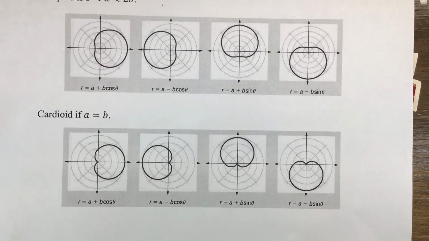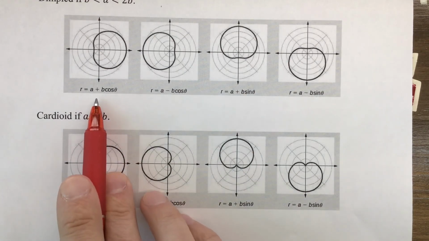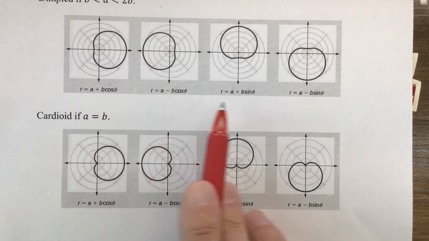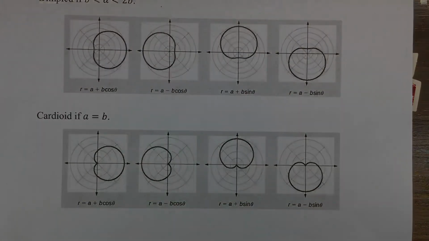Another one that's really popular is the cardioid. The cardioid is when the A is equal to the B. Again, you can either have cosine or sine, and you can either have addition or subtraction. Depending on what you've got there, you get a different orientation for the graph. Of course, the same thing was true for the dimpled one here. You could have cosine, you could have sine, you could either have adding or subtracting, and then it just moves the picture to different locations.